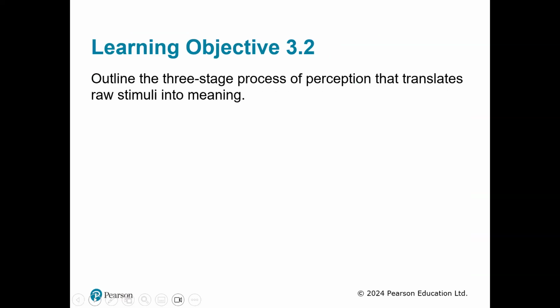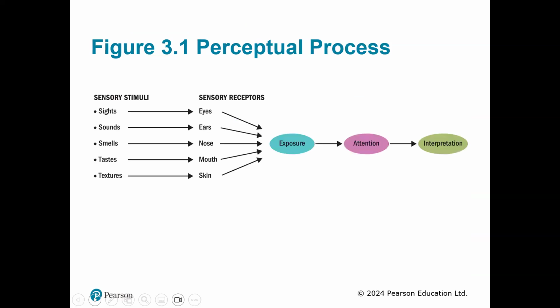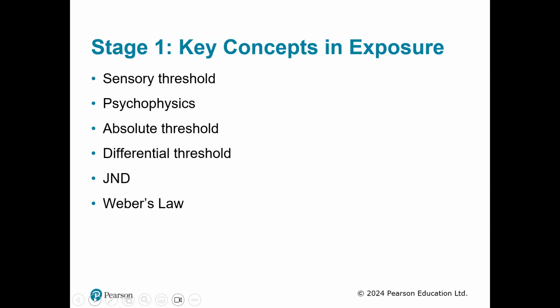Learning Objective 2. Outline the 3-stage process of perception that translates raw stimuli into meaning. Figure 3.1 shows the 3 stages of exposure, attention, and interpretation that make up the process of perception. Stage 1. Exposure.